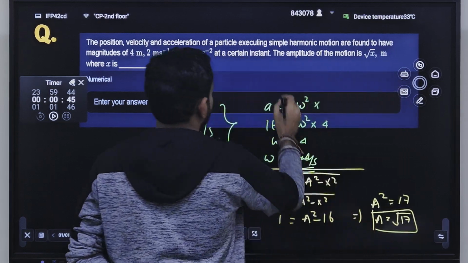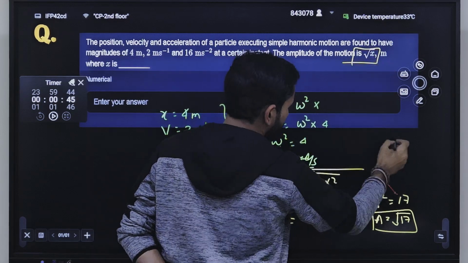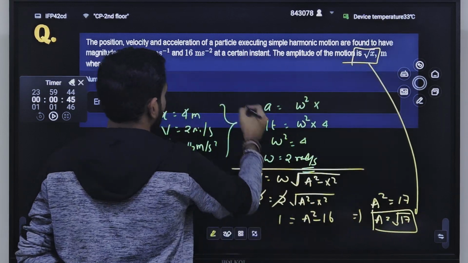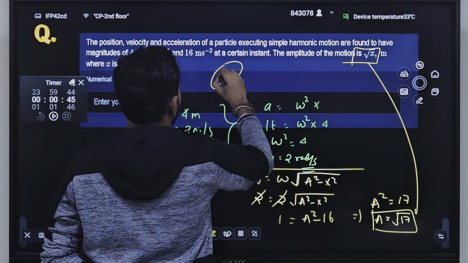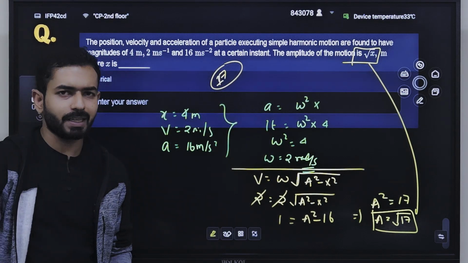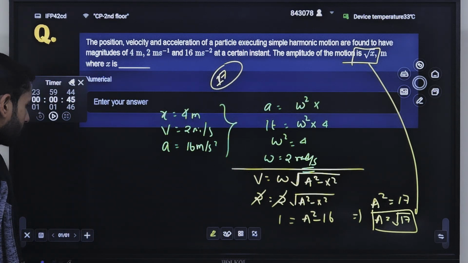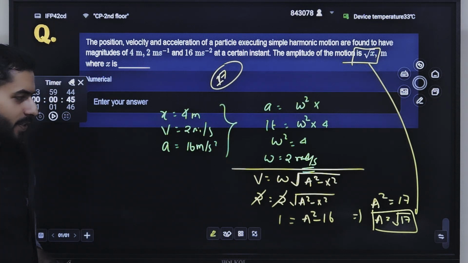Now what is given? Amplitude is equal to root under x. When you compare this, on the final result you will have the answer, that is equal to 17. Simple formula application and nothing else. Just blindly apply the formula, you will have the answer. This was a numerical question of JEE 2020.